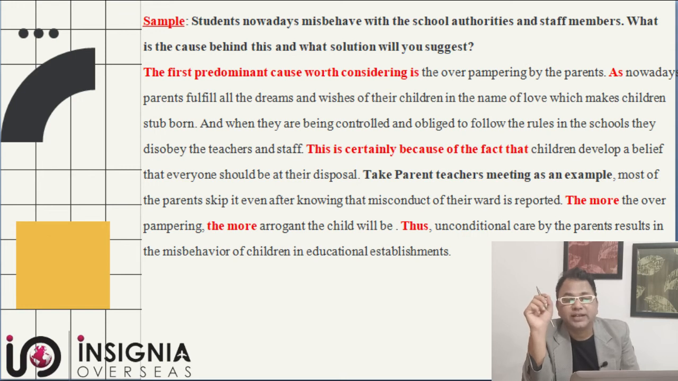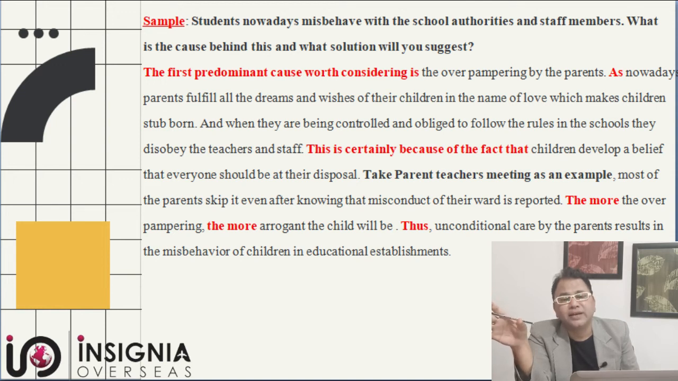So please note that I have mentioned my main idea within 1 or 2 sentences, starting my BP at the beginning of my body paragraph. Remember one thing, students seem to write a lot of things when they're starting the body paragraph. There are several causes behind misbehavior of youngsters with school authorities and teachers. One of the predominant problem worth considering is over pampering by the parents. Understood. I got your idea.